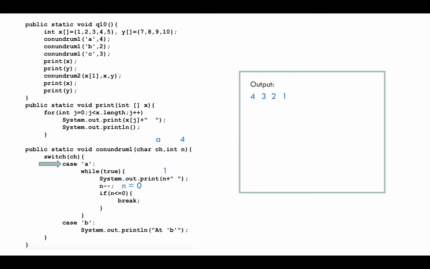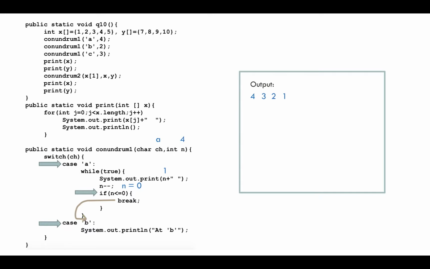When n is equal to 0, it matches the condition in the if statement, so it will reach the break statement. Remember that when there's a break statement inside the loop, it will exit the loop immediately, so it terminates the while loop, but it is still in case a, as shown by this arrow here. Since there isn't a break statement for case a, it causes a follow-through behavior to run through case b, and it is going to print out at b.